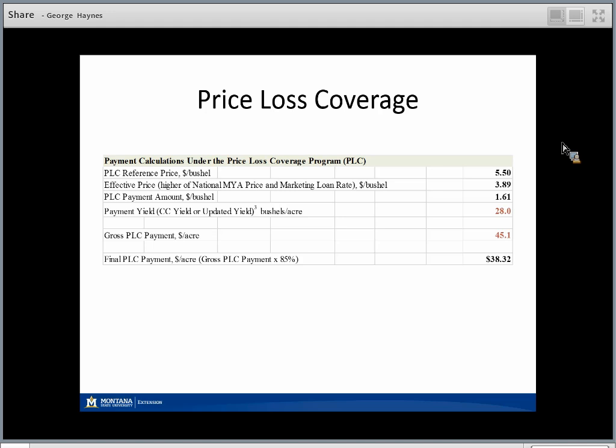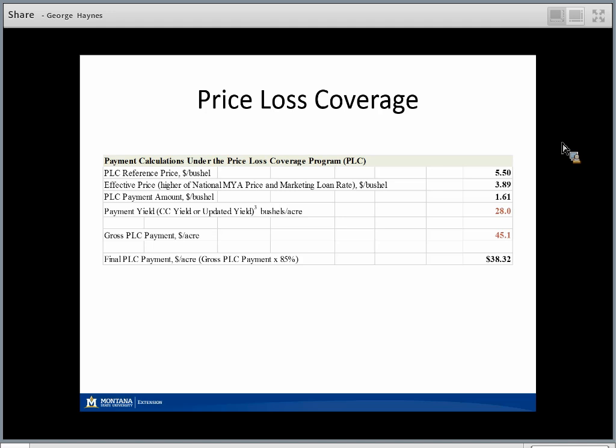So what's this thing look like? Well, we can look ahead to what we might see if we had realized in 2014 the same thing that we are right now. The effective price right now, and this is actual, real numbers here, is $3.89. That's what the average price for wheat was in the marketing year that applied to the farm payments for this year. That amounts to $1.61 for every bushel you produce.